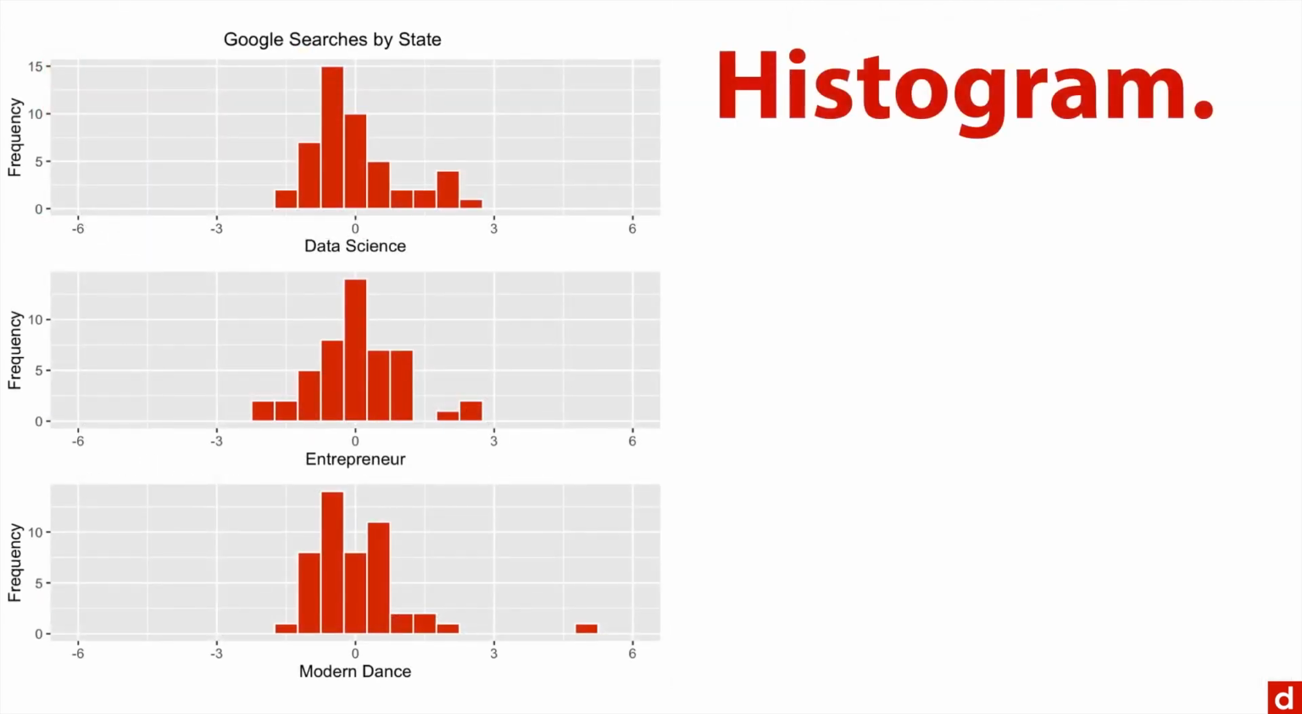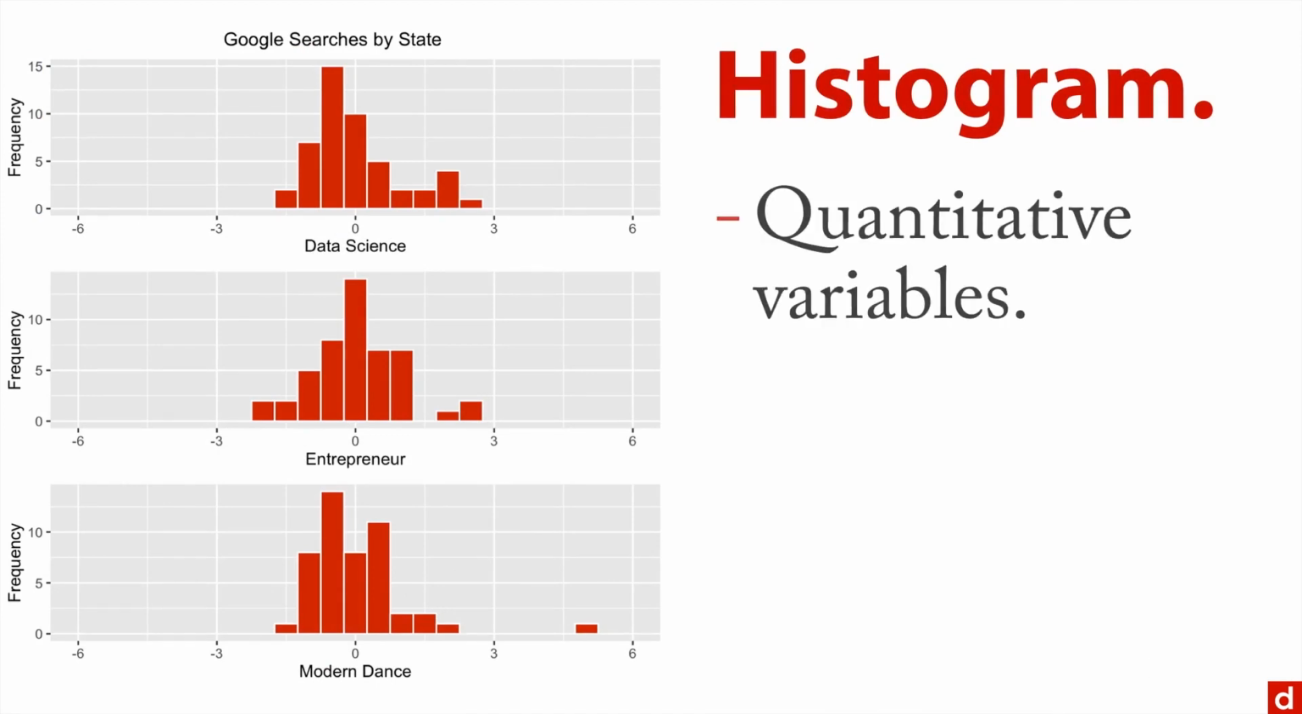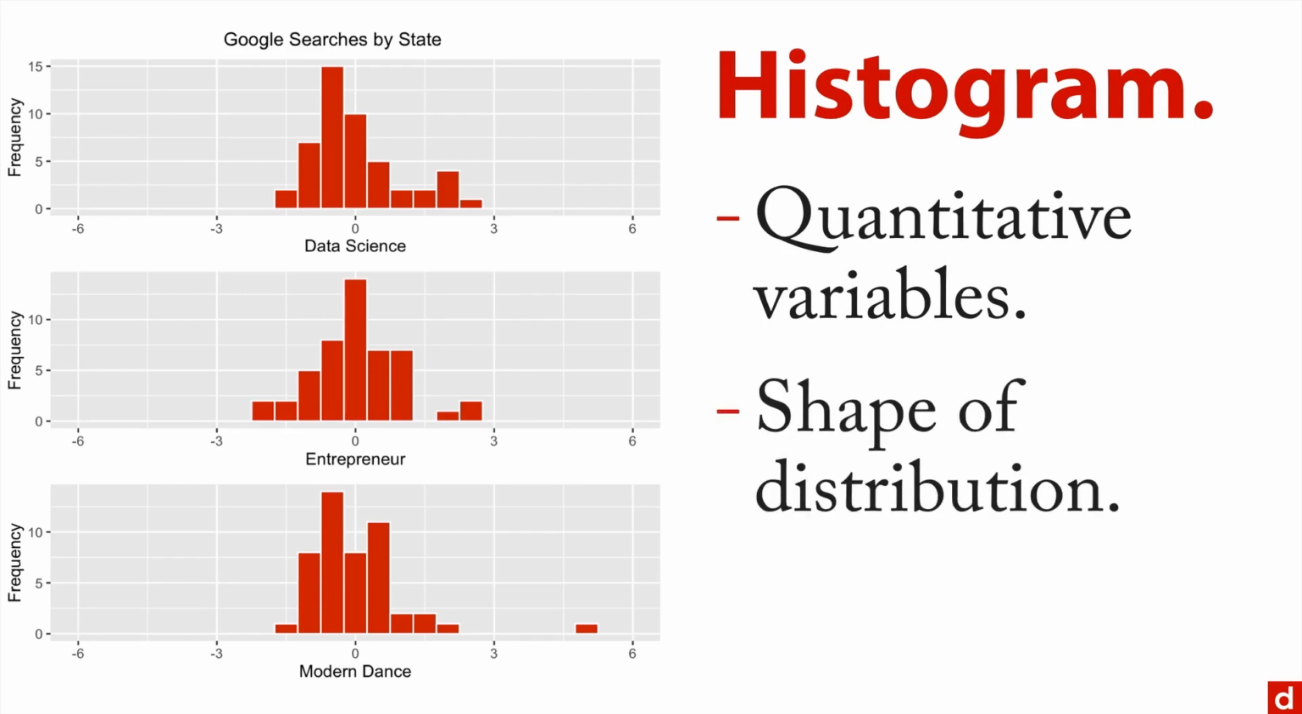Next, if you have quantitative variables, you're going to want to do a histogram. Again, quantitative, so interval or ratio level or measured variables. These let you see the shape of a distribution and potentially compare many. So here are 3 histograms for Google searches on data science, entrepreneur, and modern dance. And you can see they're for the most part normally distributed with a couple of outliers.